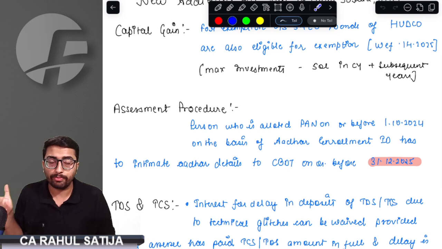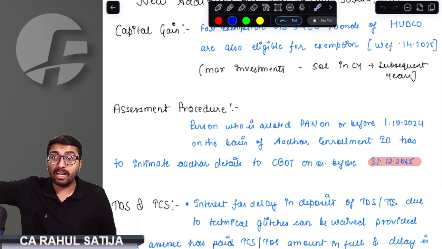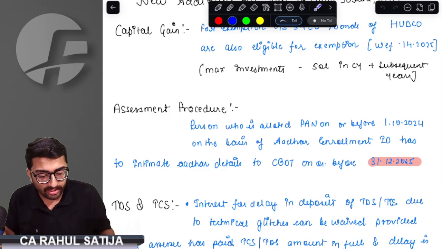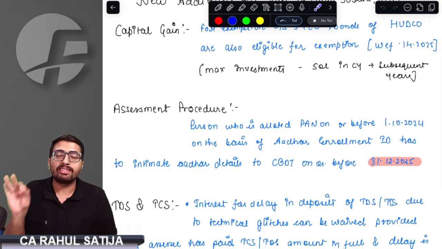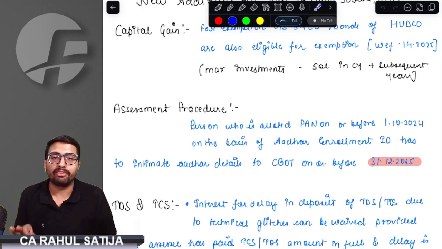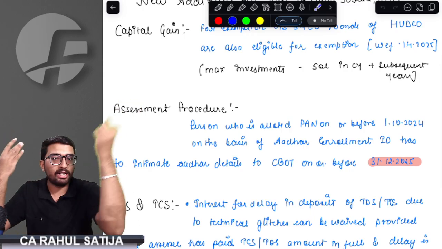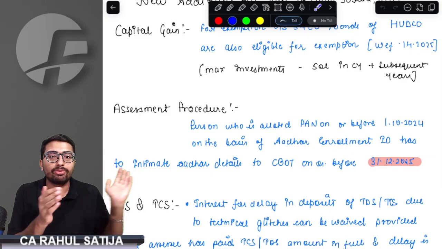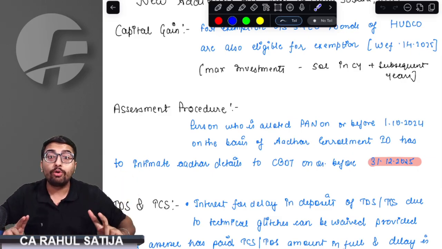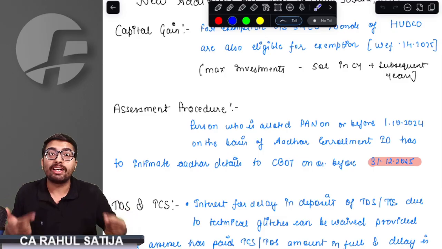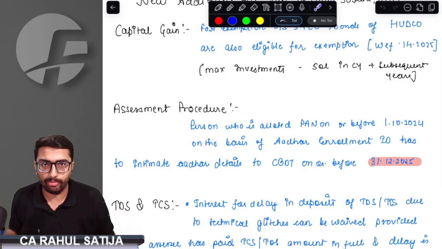Got it, sir. We remember. But sir, what if you have already quoted the Aadhaar enrollment ID? So the government has given you a new date, that is 31st December 2025. Try repeating after me. Listen. 31st December 2025 is the new date up to which you have to quote your Aadhaar number wherever you have quoted the Aadhaar enrollment ID.